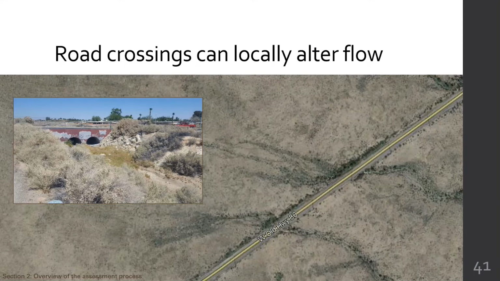This image just illustrates how road crossing can alter flow locally. This map shows a few ephemeral reaches that go under a highway, but right around the highway you see much more vigorous growth of riparian vegetation. That photo in the inset shows a close-up example of what this looks like. And so that can give you a very different impression of these indicators if you include the road crossing within your assessment reach. If you're trying to avoid that, usually 10 meters is sufficient.